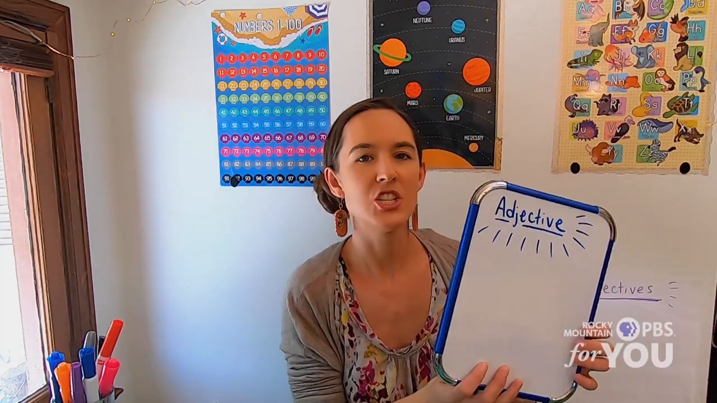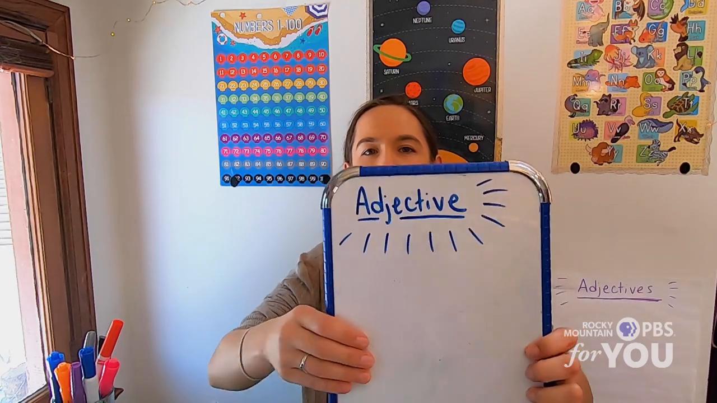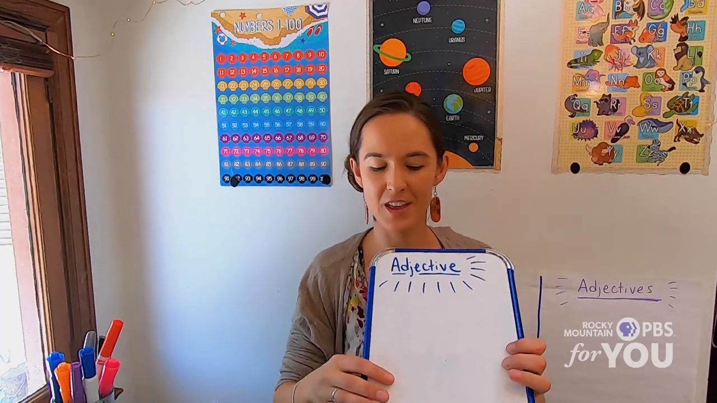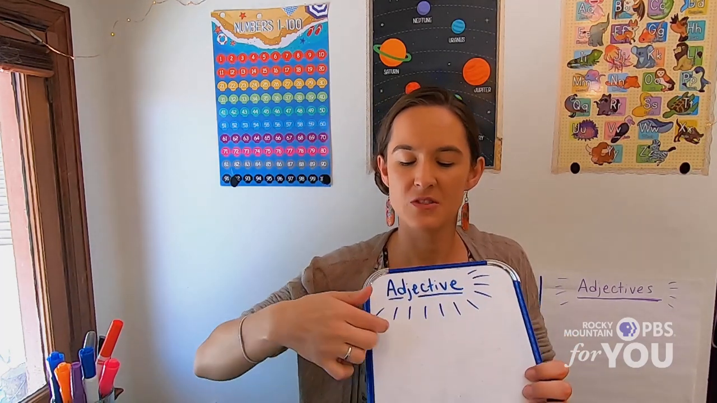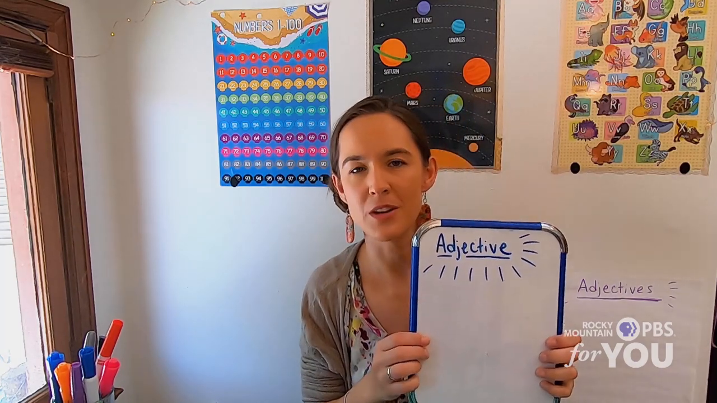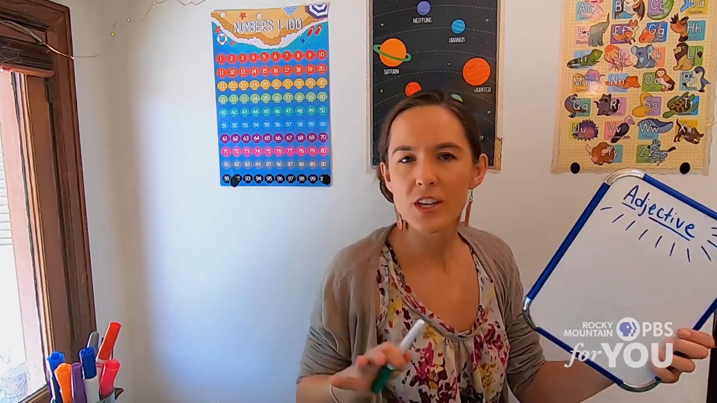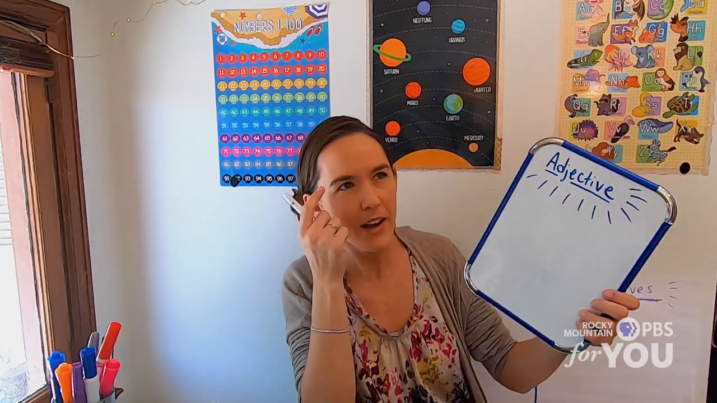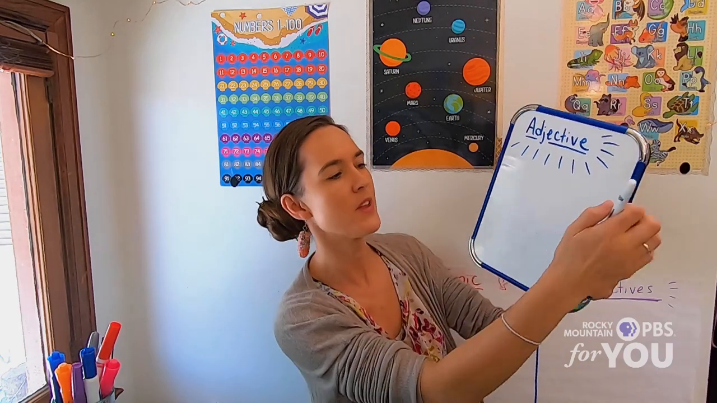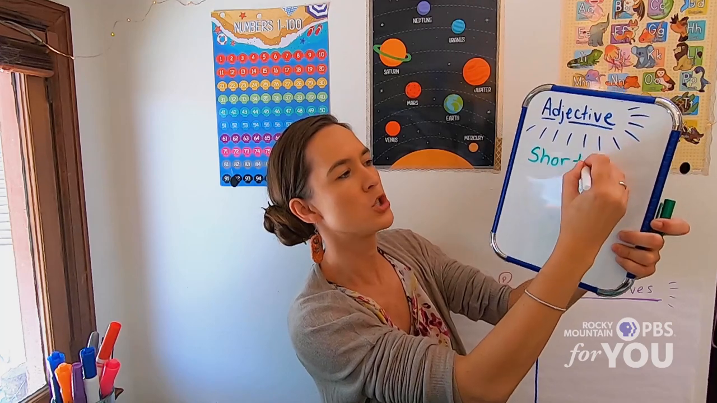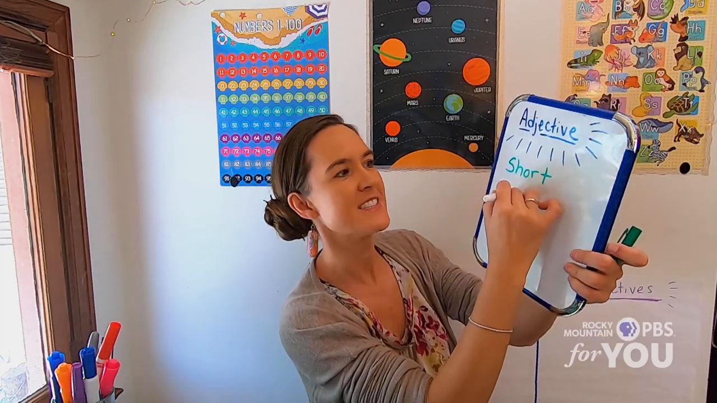We will need a new type of word today, which are adjective. Say it with me. Adjective. Here we go. Adjectives are describing words. Okay? That's why I put these little sunshine rays to remind you that adjectives are describing words like shiny, sticky, stinky, tall, short, right? When you look at something or someone, what words can you use to describe them? So I just said some adjectives, right? Short. You could say my mom is short. My cat is loud.